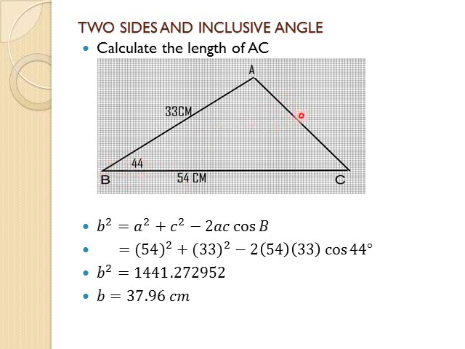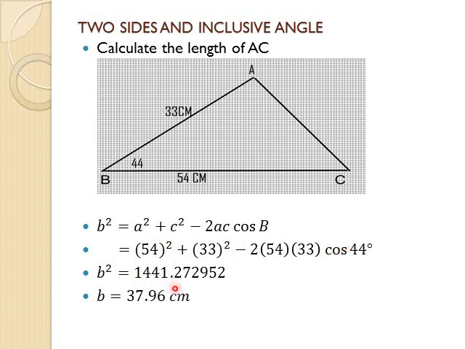So technically I'm looking for b squared, which equals a squared plus c squared minus 2ac cos of b. So there my a, across angle A, I have 54 squared. Across angle C, I have 33 squared. Minus 2 times 54 times 33, and cos 44 degrees in between. Right, so 1 mark for substitution, 1 mark for the correct angle. Punch that all into my calculator.